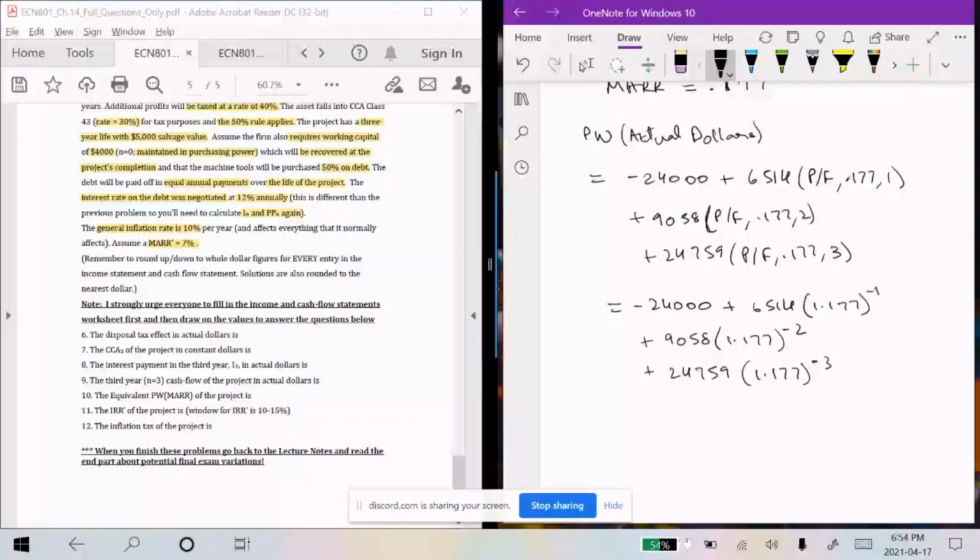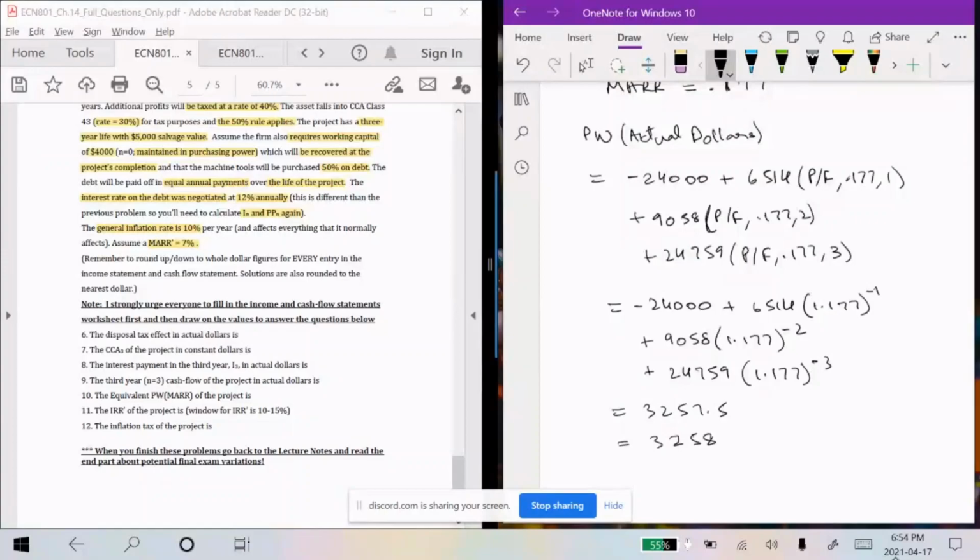1.177 raised to minus 1 plus 9058, 1.177 raised to the power minus 2 plus 24,759, 1.177 raised to the power minus 3. Okay, what I'm getting is 3,257.5. Okay, so that would be 3,258.